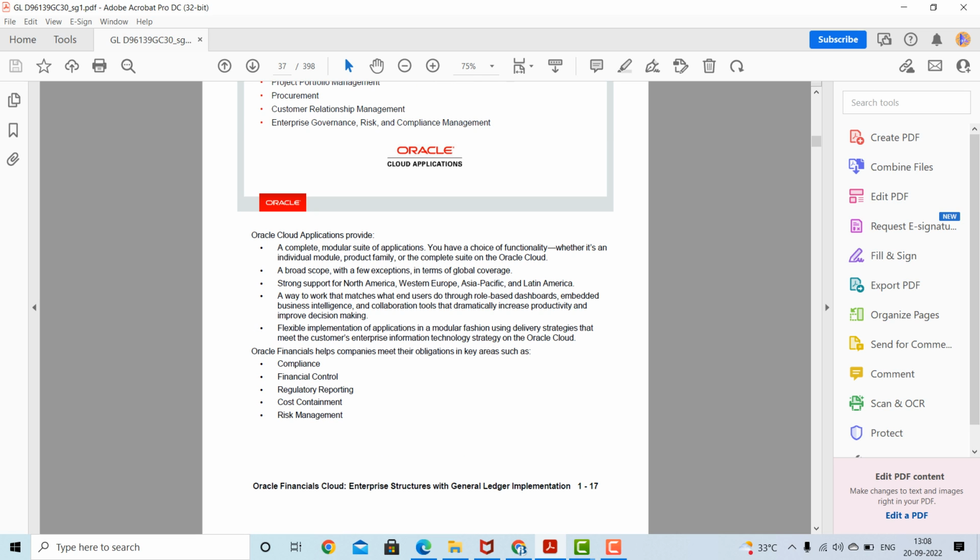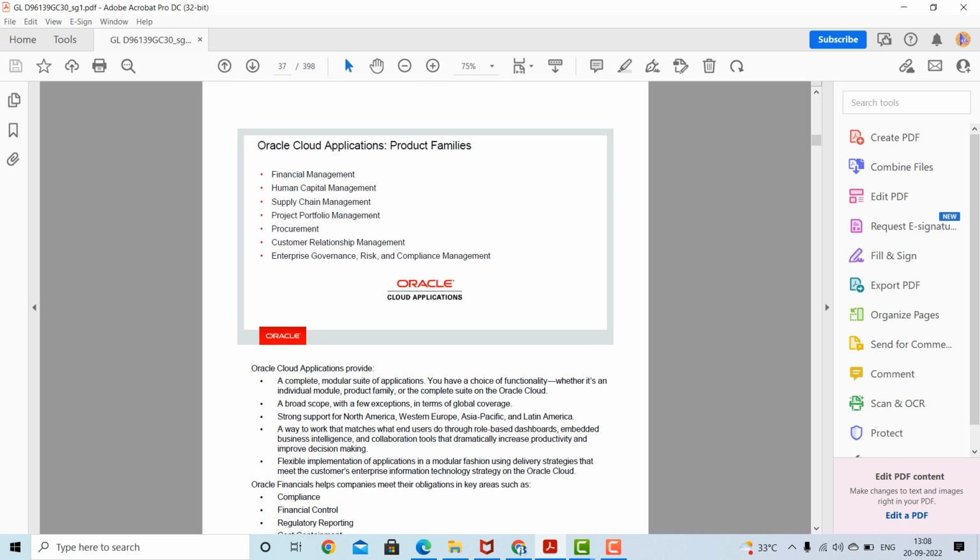The Oracle Cloud application product families are financial management, and these are the modules that cloud applications contain: financial management, human capital management, supply chain management, project portfolio management, procurement, customer relationship management, enterprise governance, risk and compliance management.